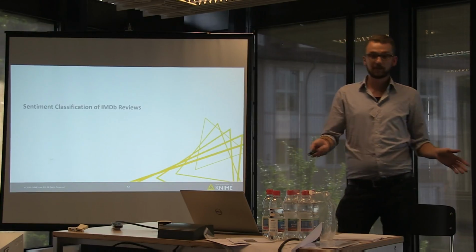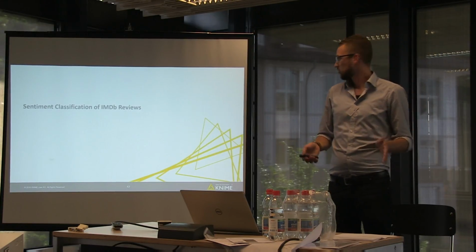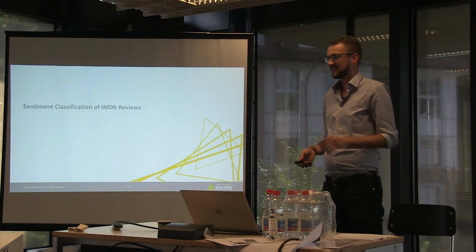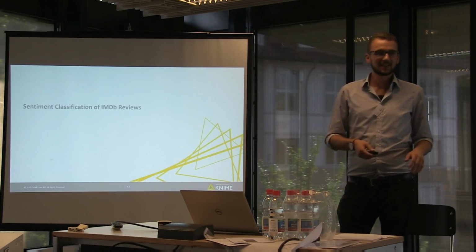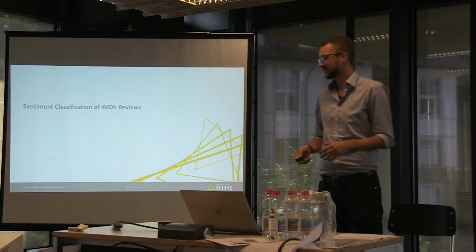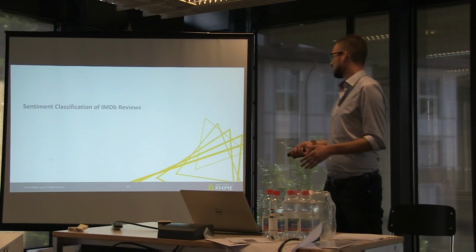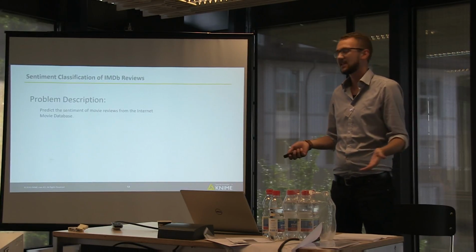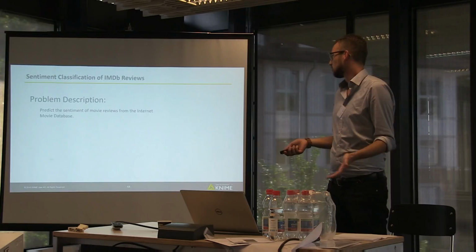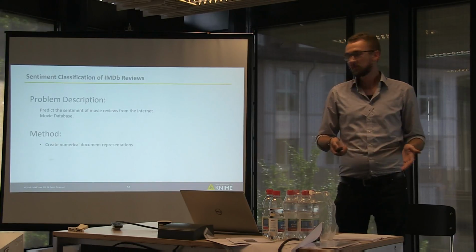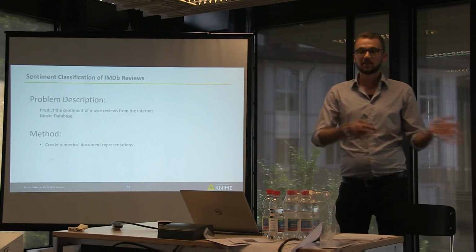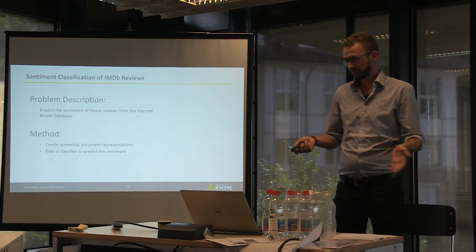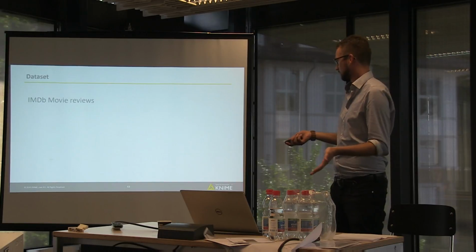So now how can we use this? I'd like to show an example of sentiment classification, but this is more of a baseline approach compared to what we heard before. This is about sentiment classification of IMDb reviews. Here the problem is we want to predict the sentiment of reviews from the Internet Movie Database. The general model would be to first create a numerical representation of your reviews, and then use a classifier to predict the sentiment.